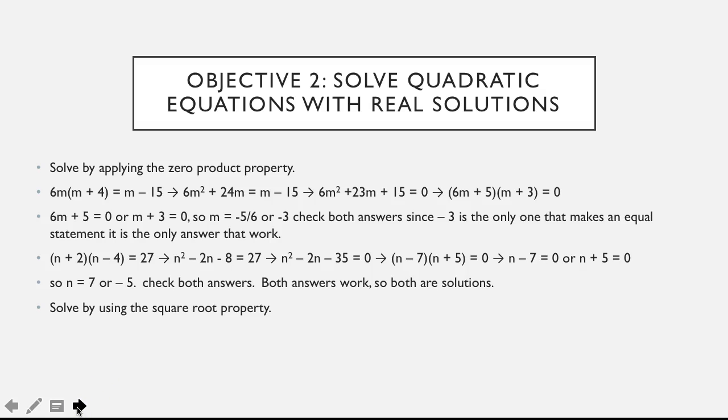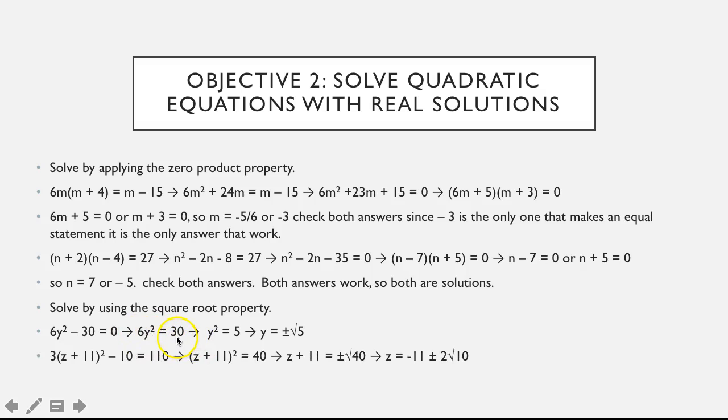Solve by using the square root property. This means you want to isolate the square on one side and put the other numbers on the other side. So here you're going to add 30 over, divide by the 6, y squared is going to equal 5, and then you're going to take the square root of both sides, which leads into plus or minus √5.